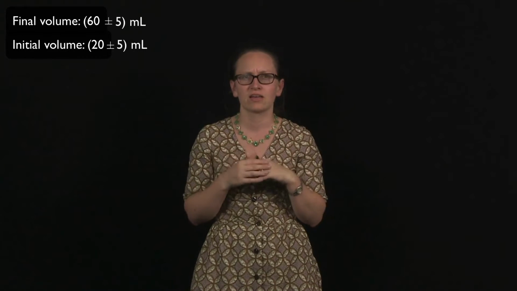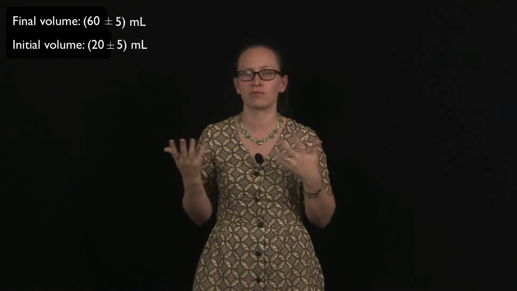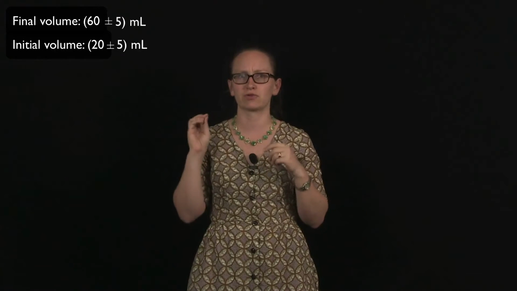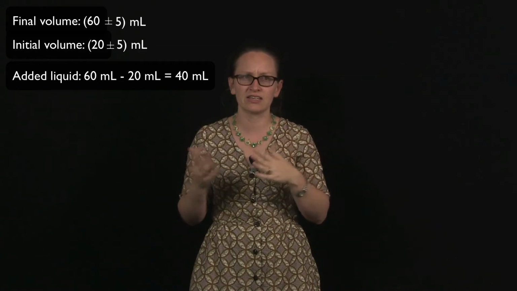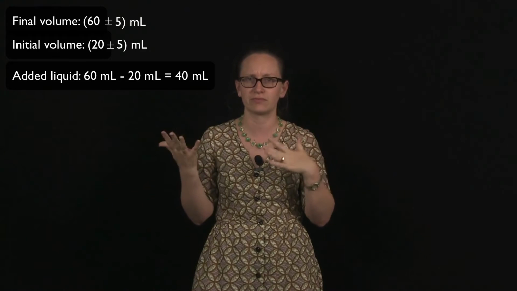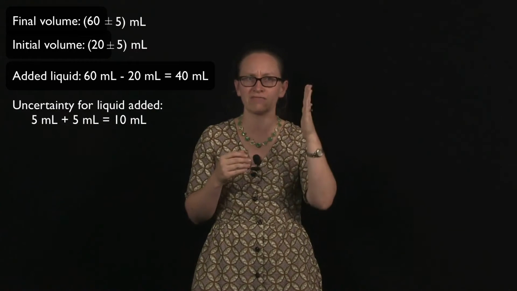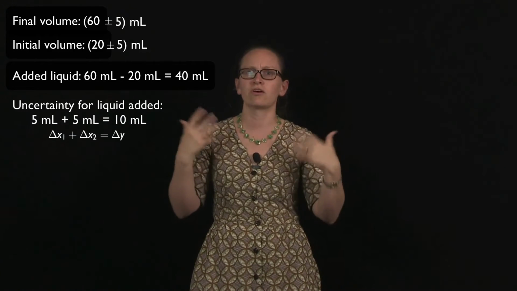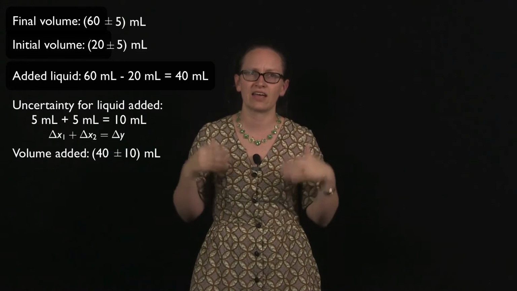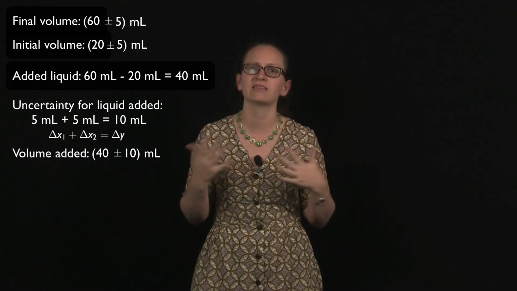Let's say that the final volume was 60 plus or minus 5 millilitres and the initial volume was 20 plus or minus 5 millilitres. Then in order to calculate the volume of liquid that's been added, we simply have to subtract the 20 from 60, which gives us 40 millilitres added. Now, in order to calculate the uncertainty in this, we just add the two uncertainties from the two individual cases. So that's 5 millilitres plus 5 millilitres, which gives us 10 millilitres. So the volume of liquid added is then given as 40 plus or minus 10 millilitres.